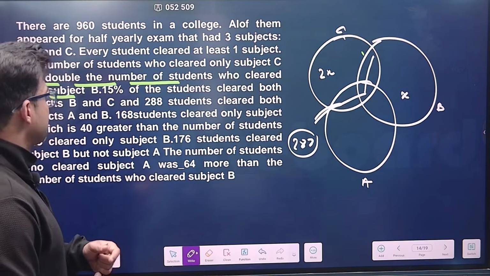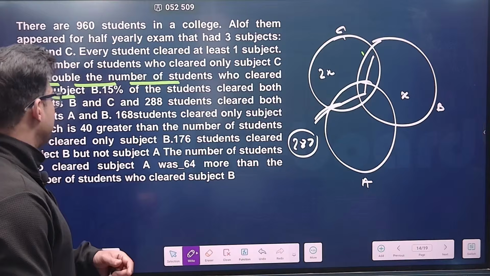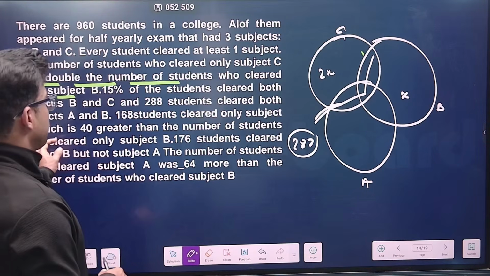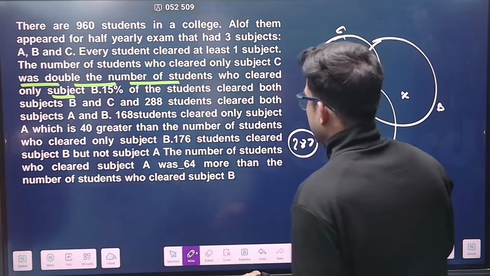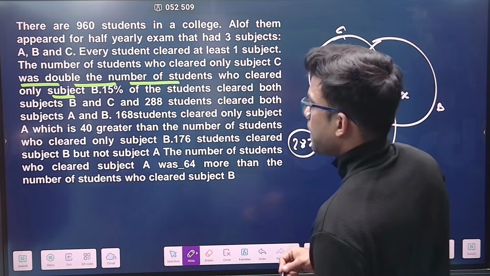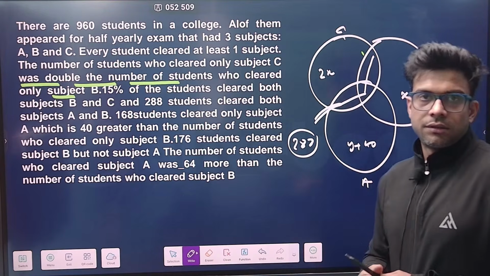168 students cleared only subject A, which is 40 greater than the number of students who cleared only subject B. Only subject A, the one who has cleared, if this one cleared Y, then this is Y plus 40, correct? This will be 40 more. I hope you are getting it.